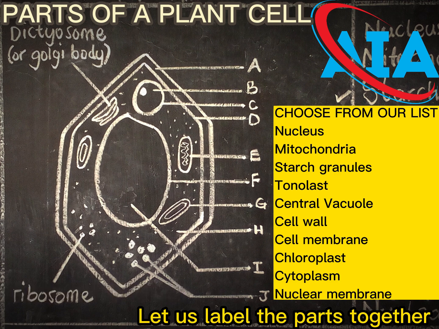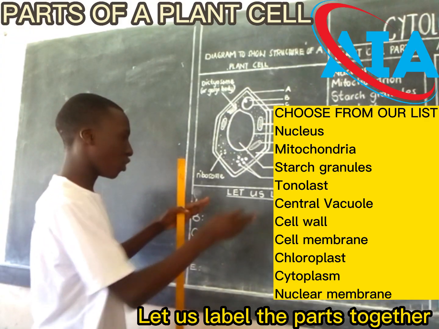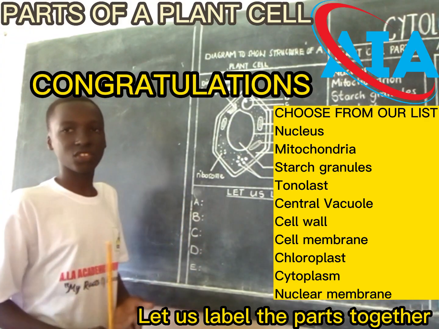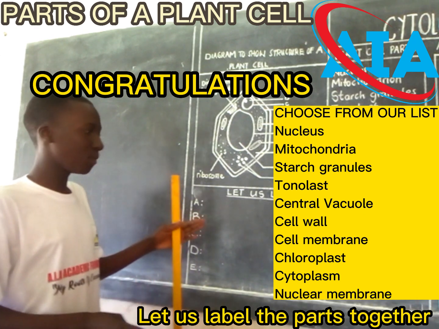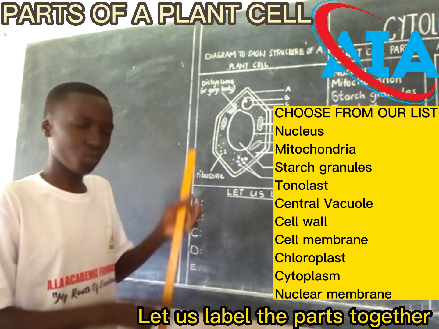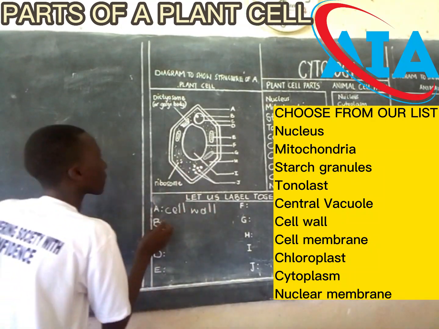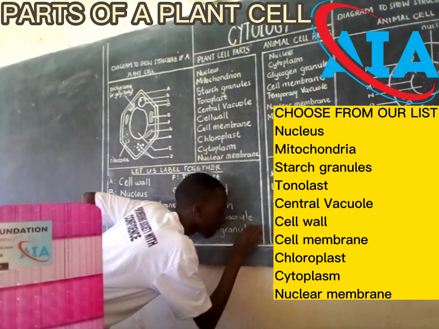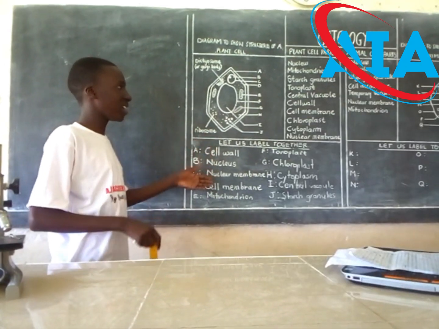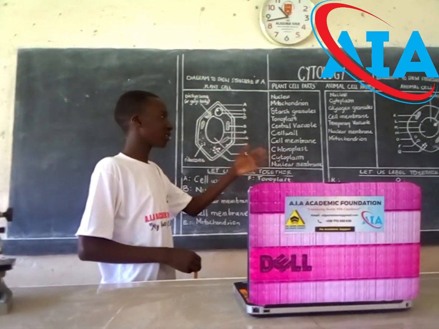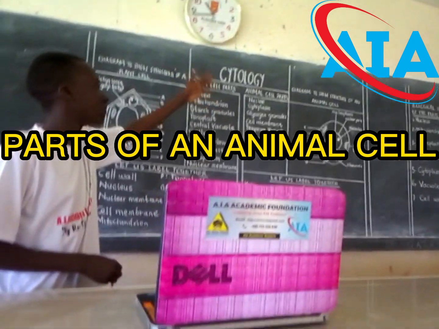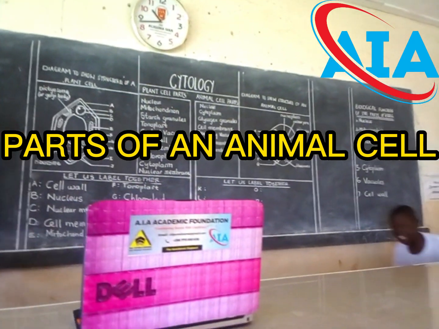How many have you been able to label? If you have been able to label all the parts, congratulations. If you have been unable to label all the parts, watch the video again. This is my list I have been able to pass. And my friend Julius is going to take you through the parts of the animal cell. Thank you.